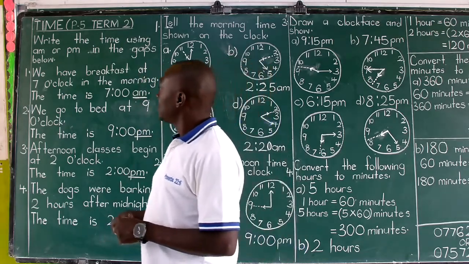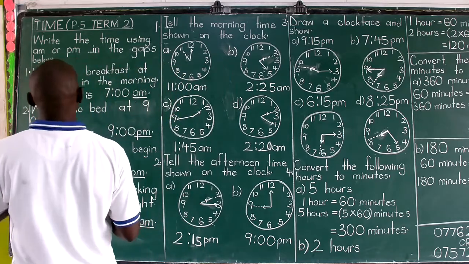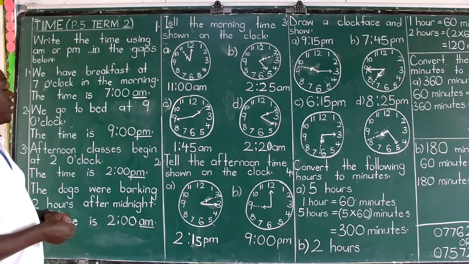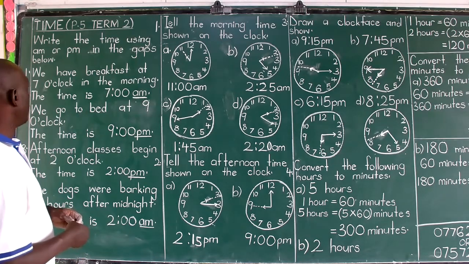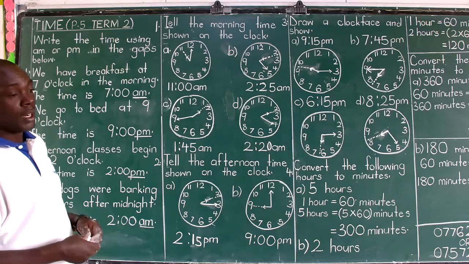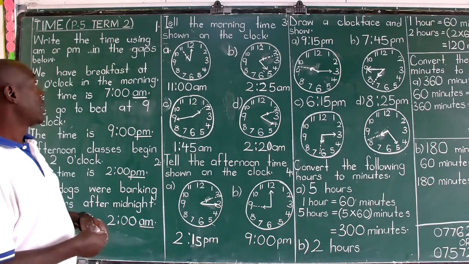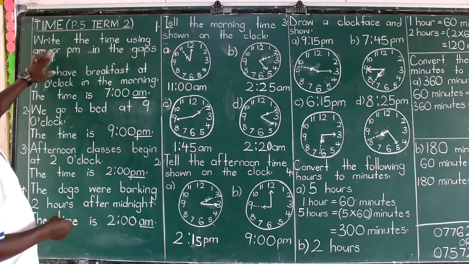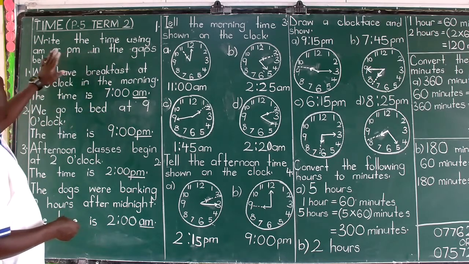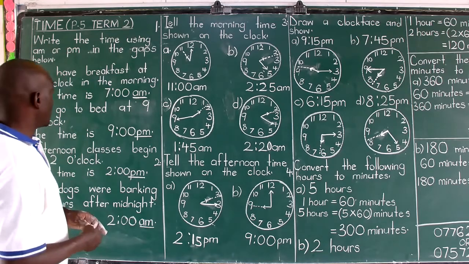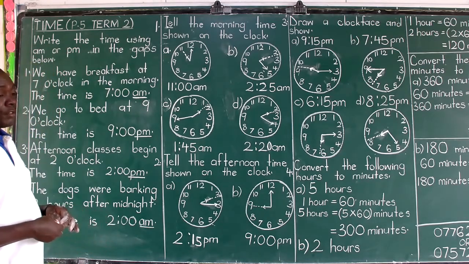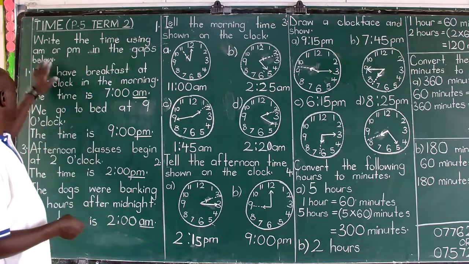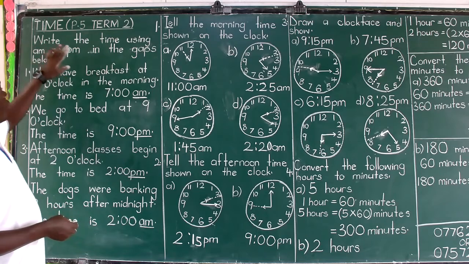So we look at the time, as I said. We shall start. Normally in P5 we look at the 12-hour system, which bears two units, that is AM or PM. So write the time using AM or PM in the gaps. You'll be availed with gaps for you to know where to write. That is, you are going to fill in AM or PM.